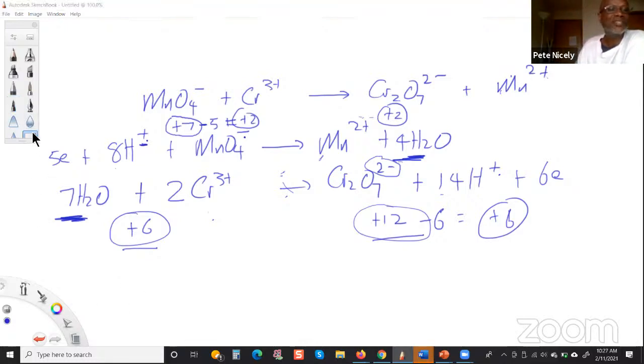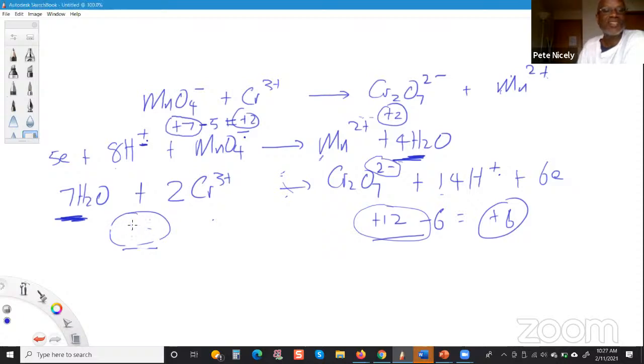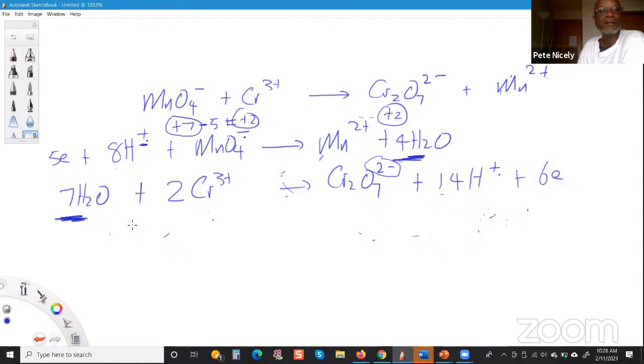Okay, so since we have balanced all the atoms and all the charges, what we're going to do is make sure that the number of electrons lost and gained are the same. Let me erase this right here to avoid confusion, because we're going to need a space. Okay, so what do you propose we do next in order to make sure that the number of electrons lost and gained are the same?